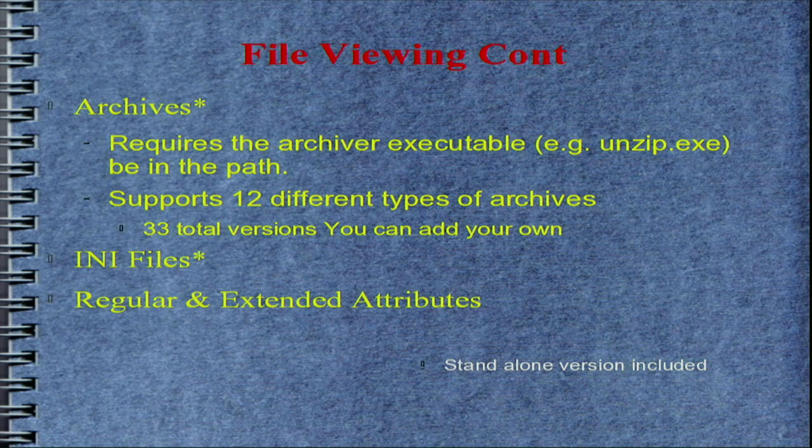This is on viewing files. FM2 has a bunch of different file viewers built in. One of the ones that I find very useful is the archive viewer, which I now use as the default archive viewer for my warp install. As you can see, it has 12 different archives that it'll do automatically. That all assumes that you have the archiver backend installed. In other words, if you don't have zip or unzip installed, it does nothing. It's simply a front end for all of those various archivers.